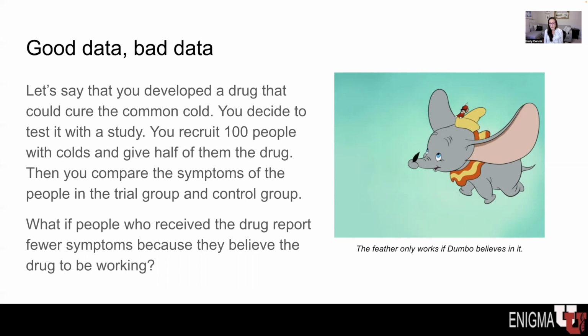So a fun example is just Dumbo and the feather. It only works when Dumbo believes in it.